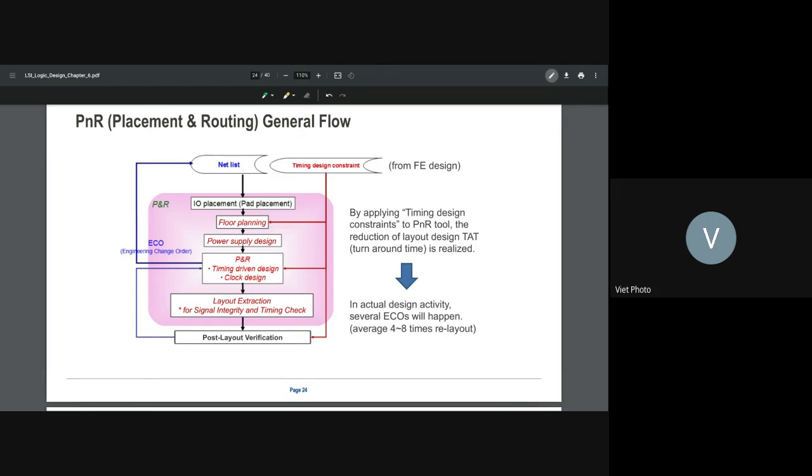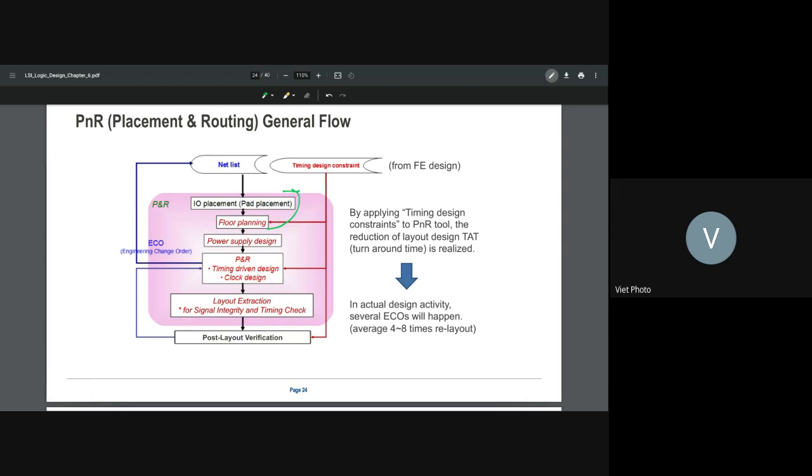So this one, you can see initially the flow of the PNR. First of all, it needs to have the I/O placement. So these two will be I/O placement and floor planning, right? Usually this portion is floor planning. What is floor planning? You remember it's how to place the macro. Usually you have macros, then you do floor planning.